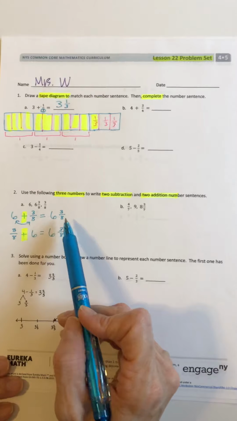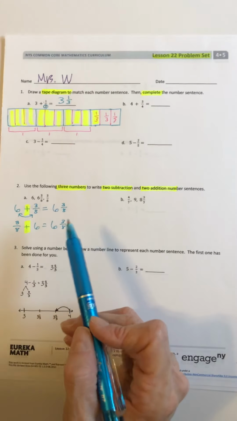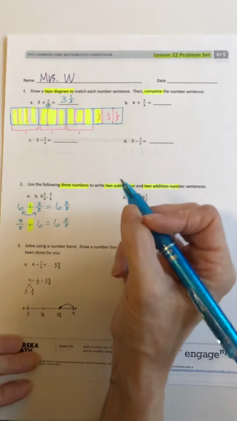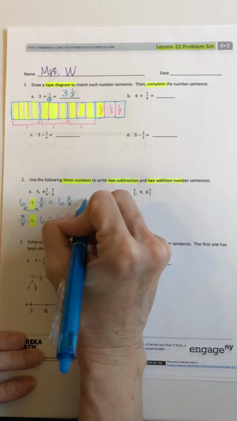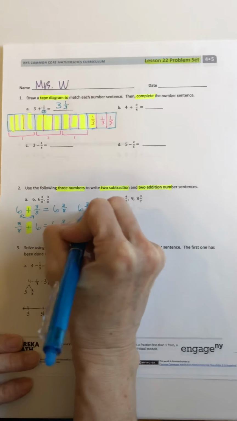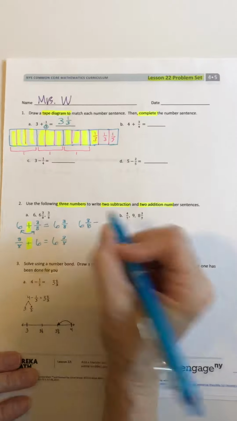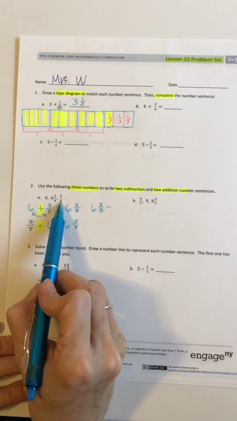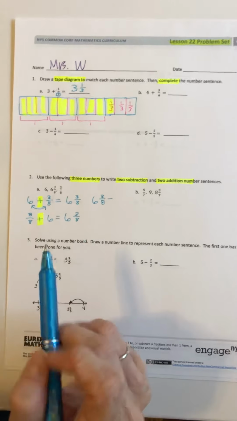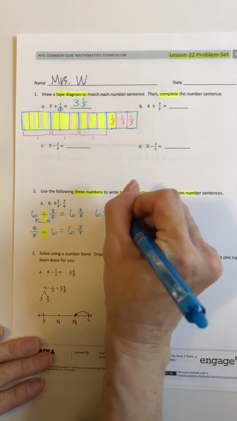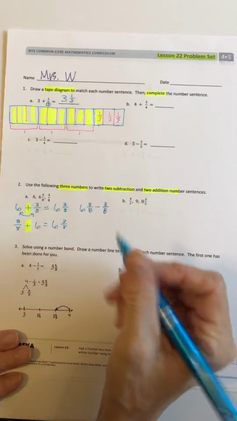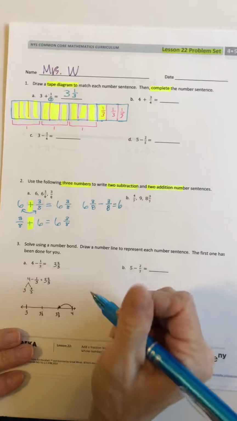For subtraction, we want to always remember with subtraction to start with the biggest number. So we want to say 6 3/8 to start. Take away, it's up to you. You can take away 3/8 or you can take away the 6. If we take away 3/8, we are left with just the 6 wholes.